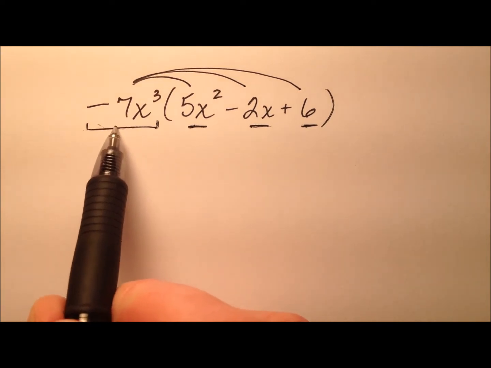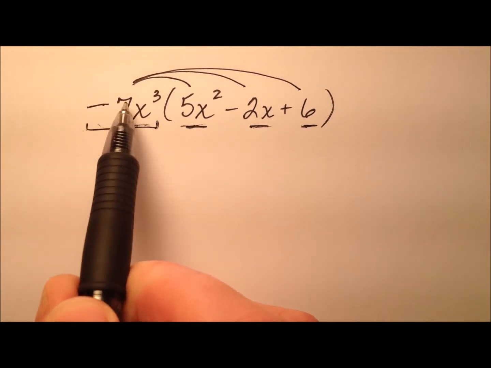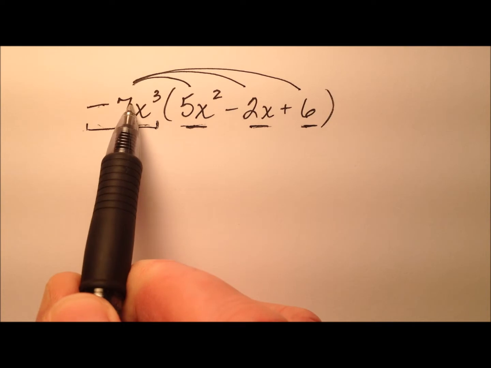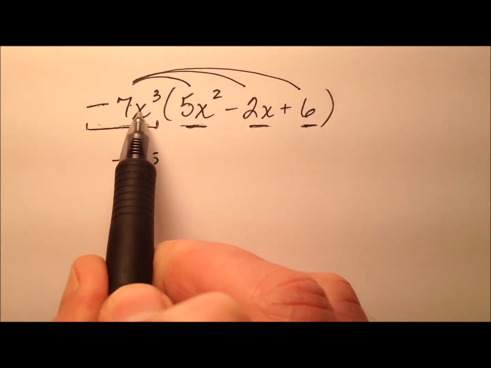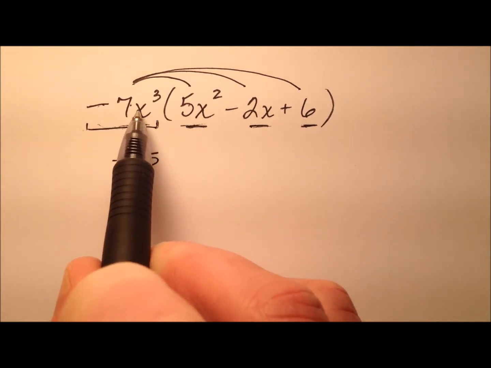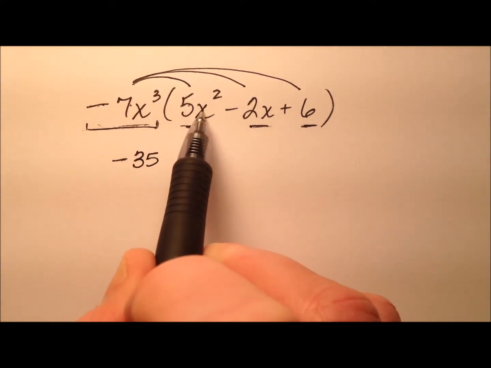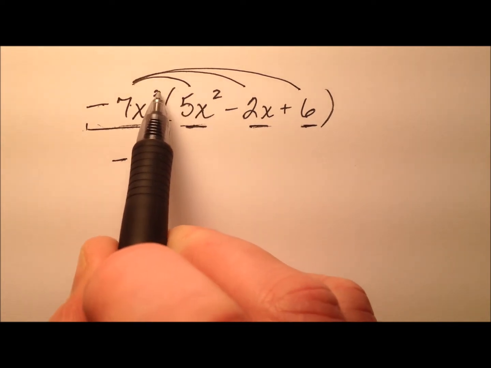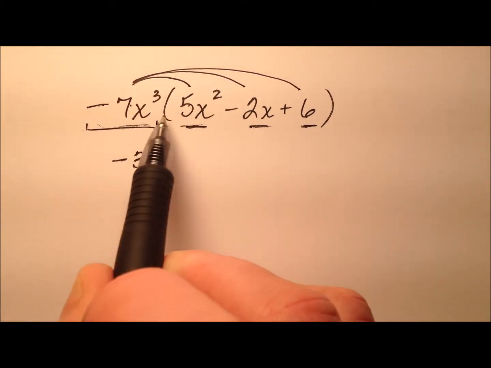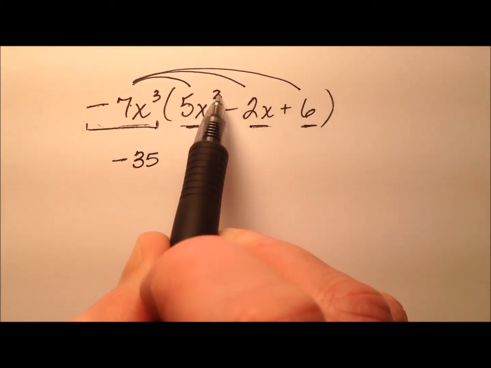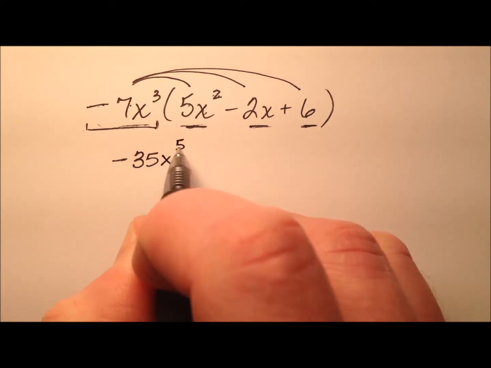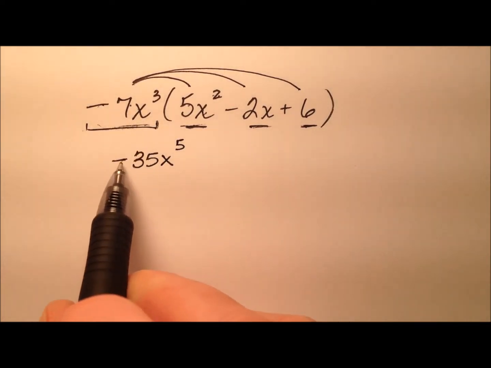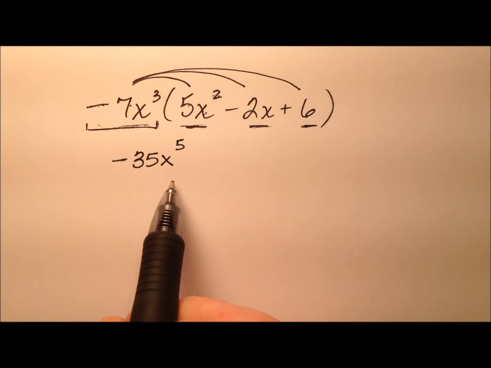So remember, when I'm multiplying these terms, I'm going to multiply the coefficients. So negative 7 times 5 is negative 35. And then when I multiply these variables, they have the same base, so x and x. So when I multiply variables with the same bases, I will be adding their exponents. So x cubed times x squared, like bases, so 3 plus 2 is 5. So that first distribution will give me a negative 35x to the fifth.